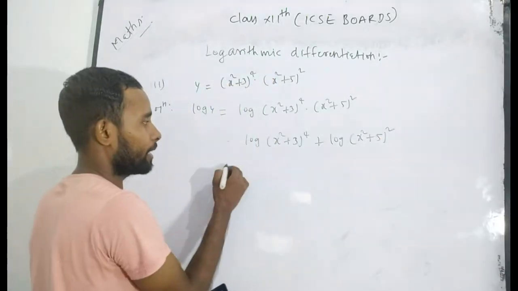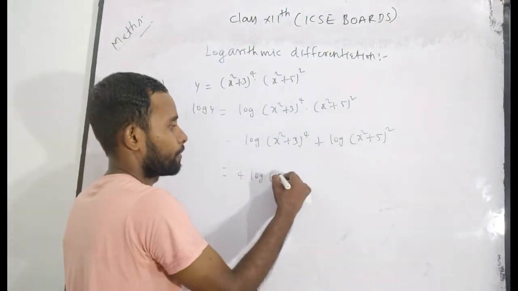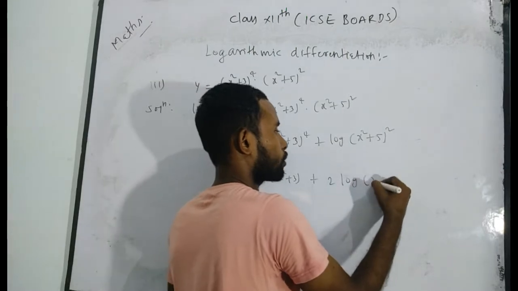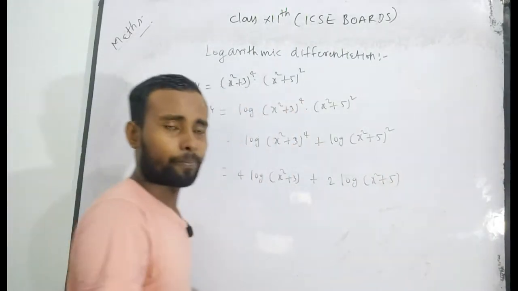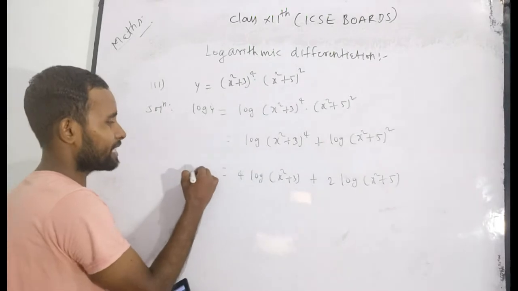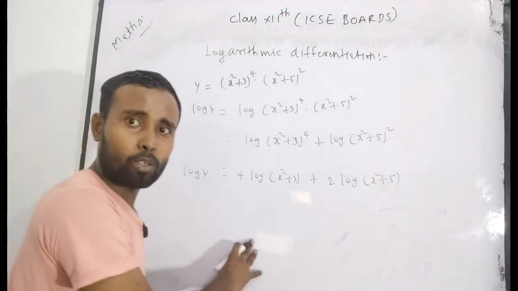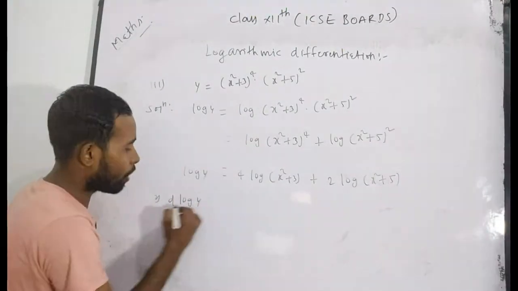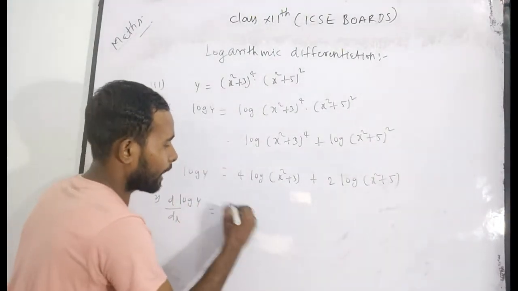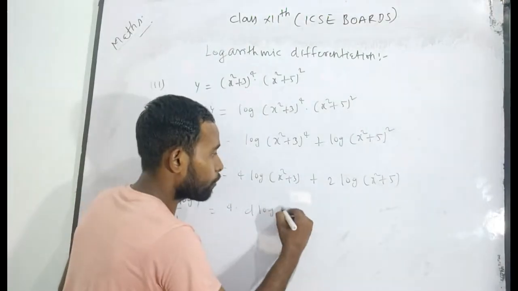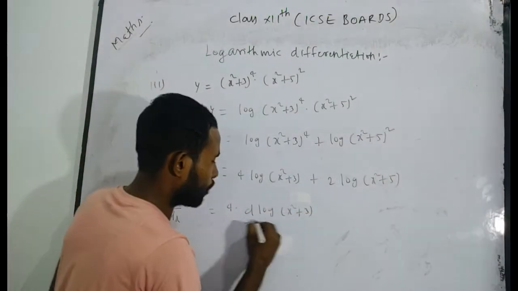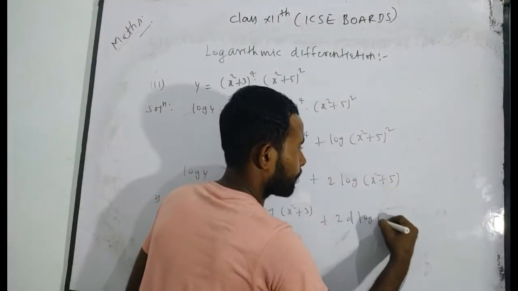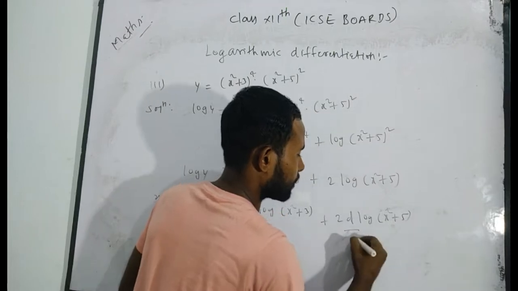Now, 4 will come here. It will be 4 times log (x square plus 3) plus 2 times log (x square plus 5). I think you understand very easily. You can see, everything is so easy. Now, we have to differentiate on both sides with respect to x. If you differentiate on both sides with respect to x, it will be d log y with respect to x will be 4 times the derivative of log (x square plus 3) with respect to x plus 2 times the derivative of log (x square plus 5) with respect to x.